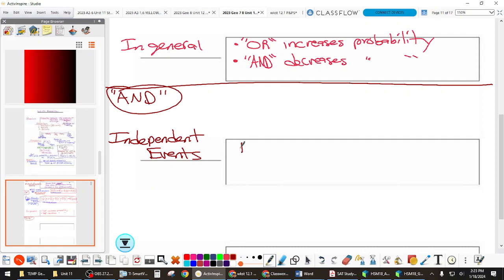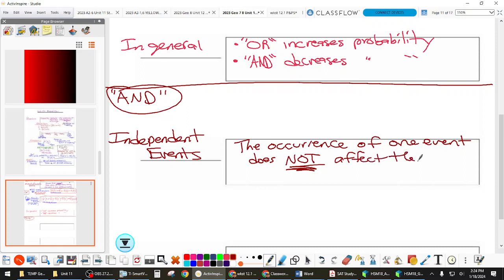All right, so independent events: the occurrence of one event does not affect the probability of the other.